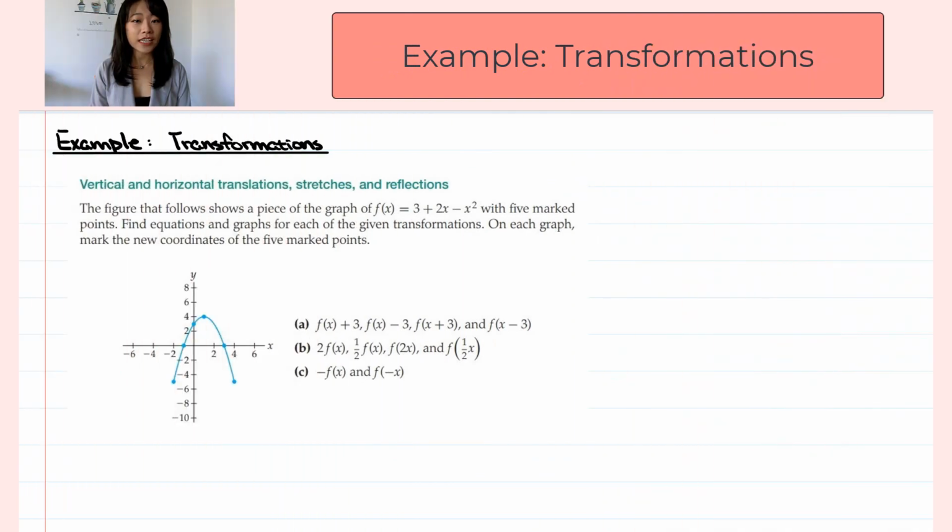In this lecture, let's look at this example of transformations of functions. The figure shows the graph of f of x equals 3 plus 2x minus x squared. We are going to find the equations and graphs for each of the given transformations. There are also 5 points given on the graph. On the graph of the transformed functions, we also want to mark the new coordinates. You can pause the video here and try to do the example by yourself.